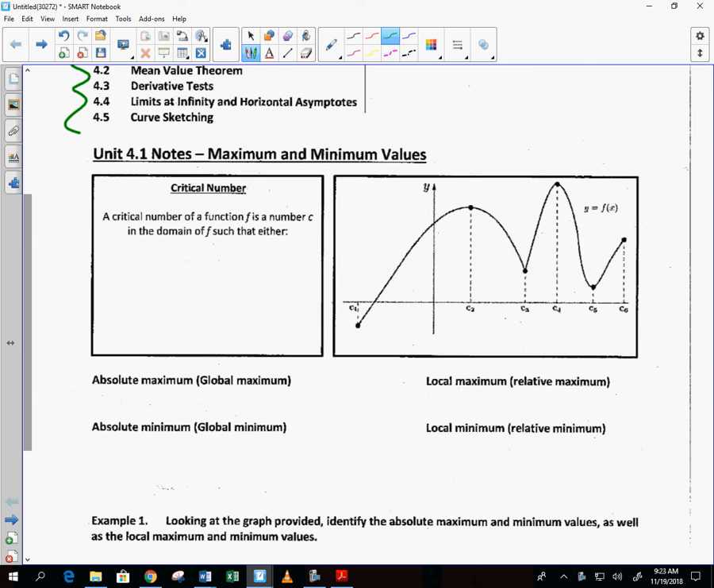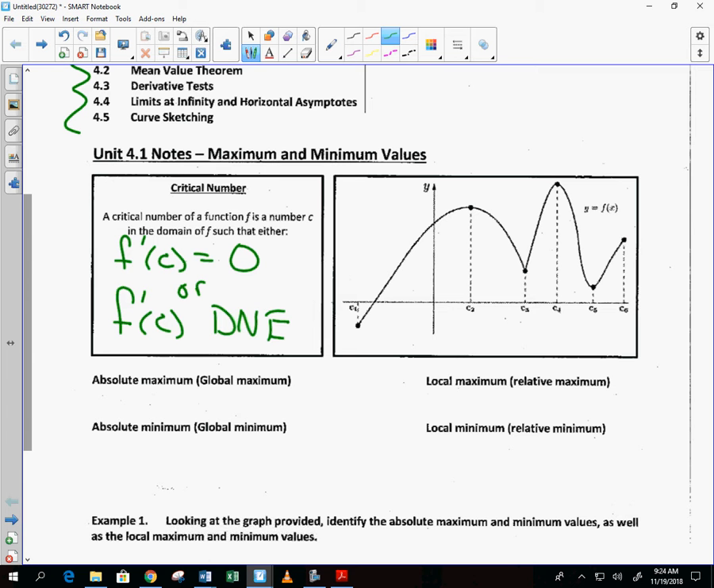A critical number of a function f is a number c in the domain of f such that either f prime of c is equal to 0, or f prime of c does not exist. The beginning of optimization, curve sketching, everything that's important to curves begins with this idea of a critical number.